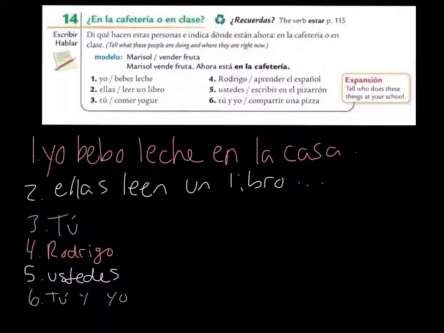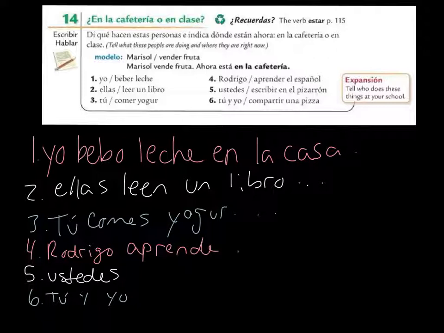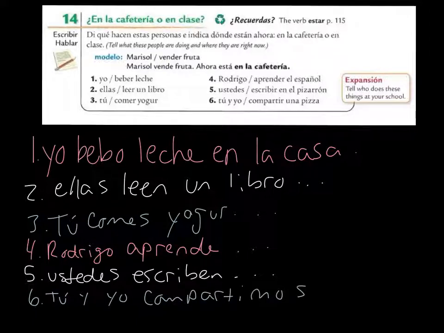Number 3, tú, it would be comes yogur, and you would tell where that happens. Number 4, Rodrigo aprende, and you would tell where that one happens. And then number 5, ustedes escriben, you would tell where that would be. And then number 6, tú y yo compartimos. Notice that it is compartimos because this is coming from the infinitive compartir.